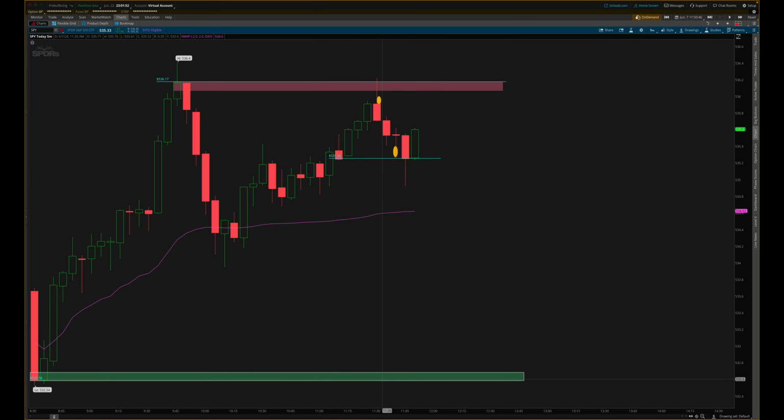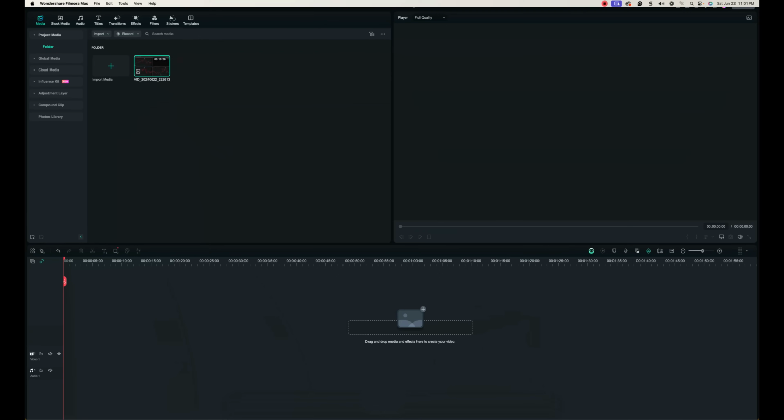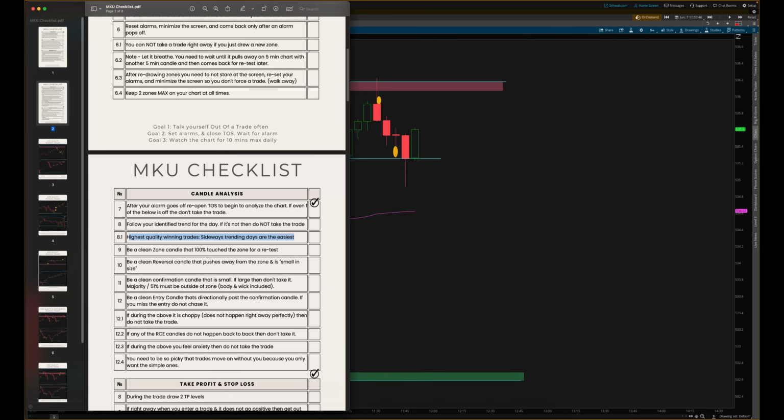Once it taps, we're going to need to go back to our chat piece here. Whoops, wrong thing. Close that out. Go back to our preview here. And it needs to be a clean zone candle that 100% touches the zone for a retest. After that, we need a clean reversal candle that pushes away from the zone and it's small in size.